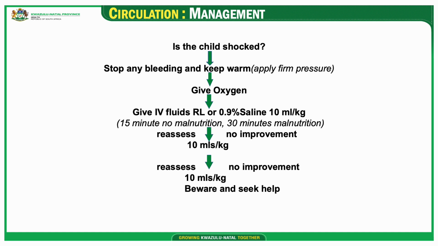So we've realized that the more fluids, the more rapidly we give, it doesn't improve the outcome of our patients. And then after 20 mls per kg in total of fluids, if there's still no improvement, I can give a third 10 mls per kg of fluid. Again, if it's a patient with no signs of malnutrition, I can give it over 15 minutes. If there's signs of severe malnutrition, I want to give that over 30 minutes.